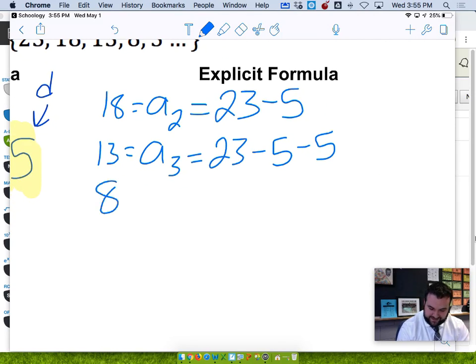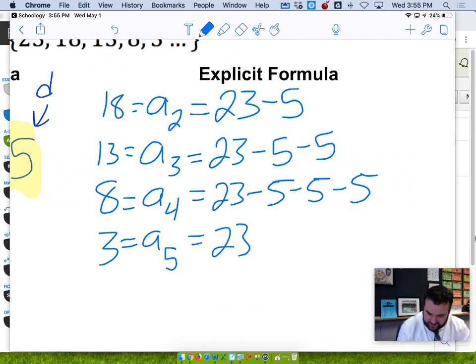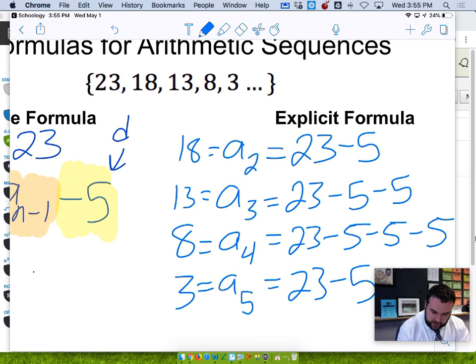The fourth term was 8, which we got from 23, subtract 5, subtract 5, subtract 5, because we minus 5 3 times. And by now you might kind of see where we're going with this. To get the fifth term, I'm going to take 23 and subtract 5 how many times? To get the fifth term, I'm going to take the first term and I'm going to subtract 5 1, 2, 3, 4 different times.